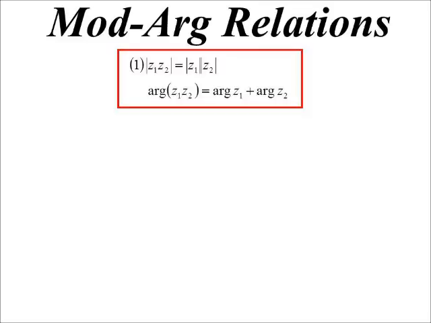Right, so some relationships that allow us to play around with these. The modulus. What this is saying is it doesn't matter which order you do it in. You could multiply two complex numbers together, then find its modulus. Or you could find the modulus of each individual number and multiply that together. So the order that you do that in doesn't matter.